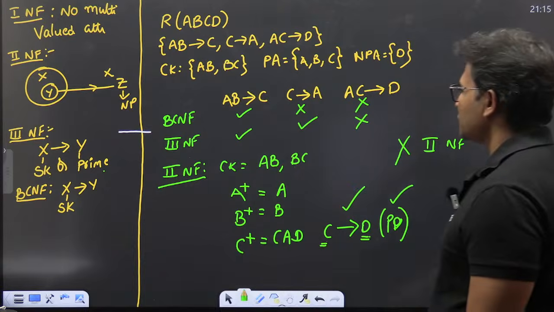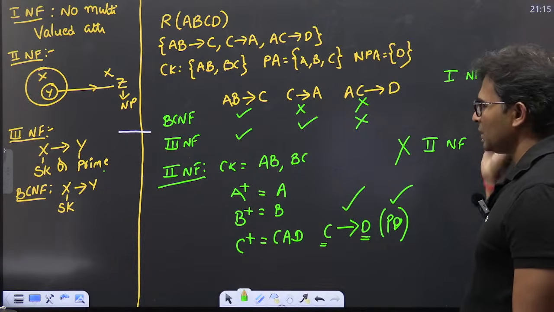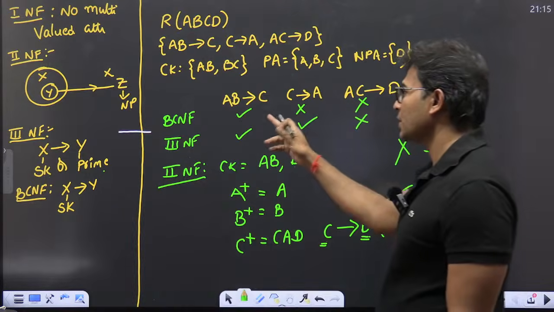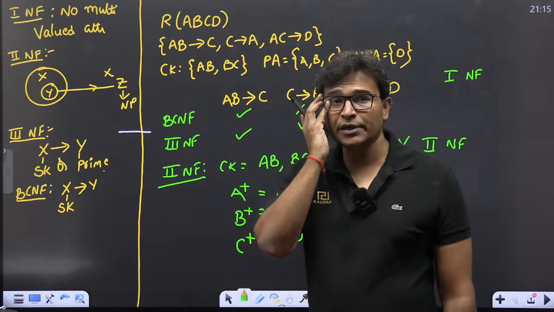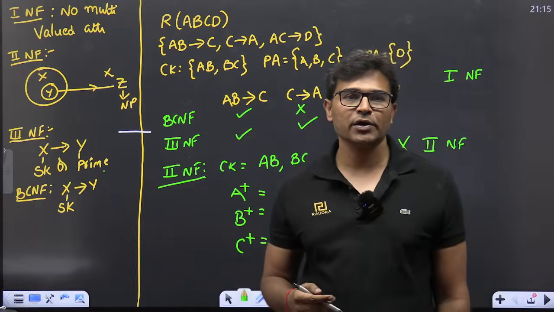So what is the highest normal form? The highest normal form is first normal form. See, you are doing BCNF and third NF very easily, but when it comes to second normal form, you are making mistakes. I don't know why.